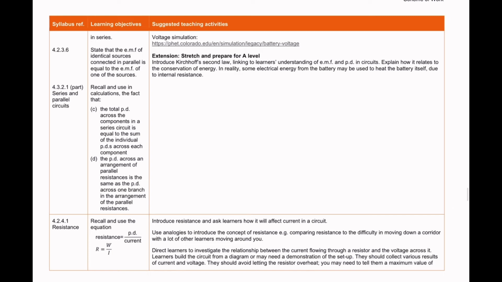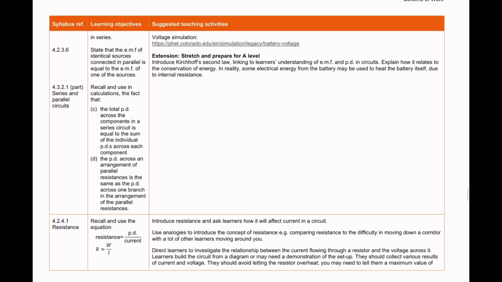Key concept: Series and parallel circuits. Learning objectives. Recall and use in calculations the fact that A, the total PD across the components in a series circuit is equivalent to the sum of the individual potential differences across the components. B, the PD across an arrangement of parallel resistors is the same as the PD across one branch in the arrangement of the parallel resistances.